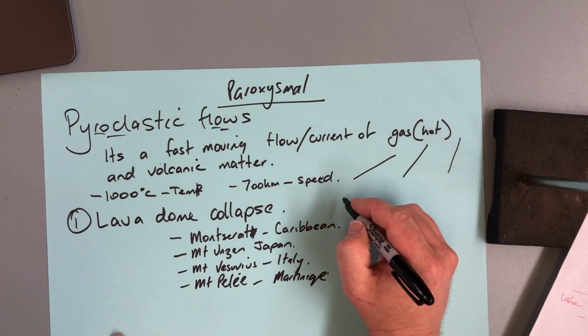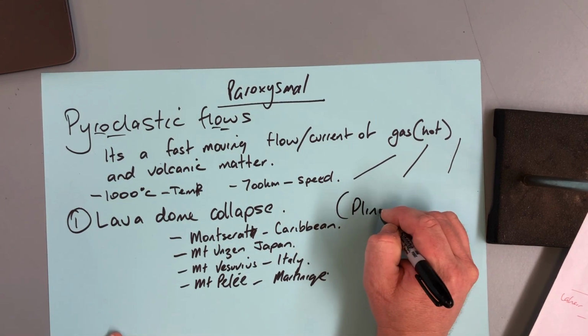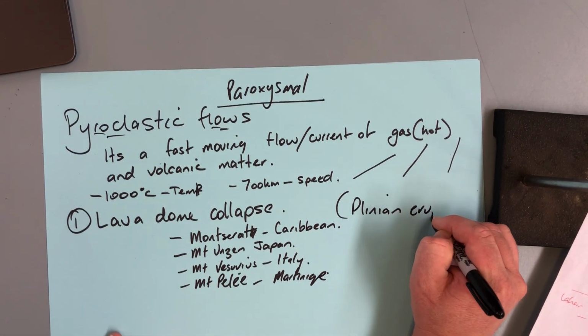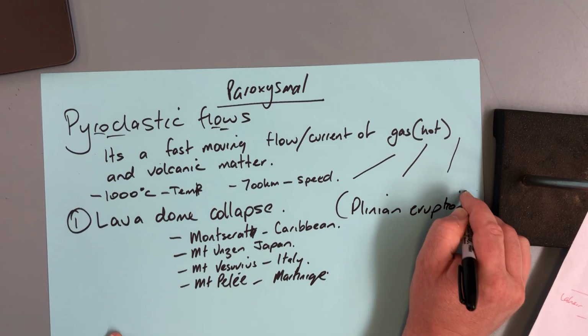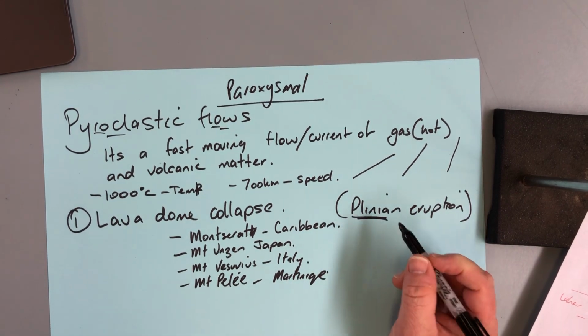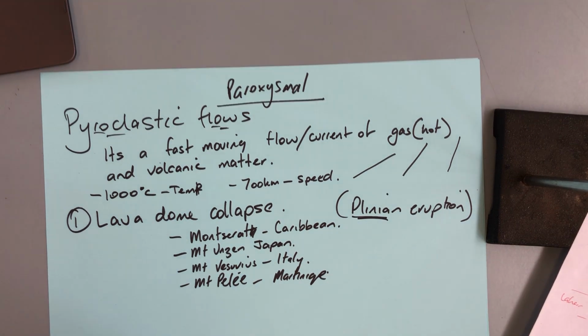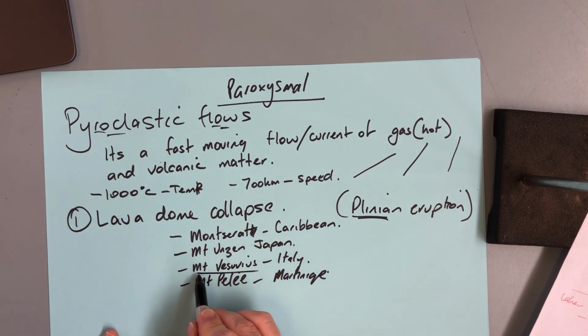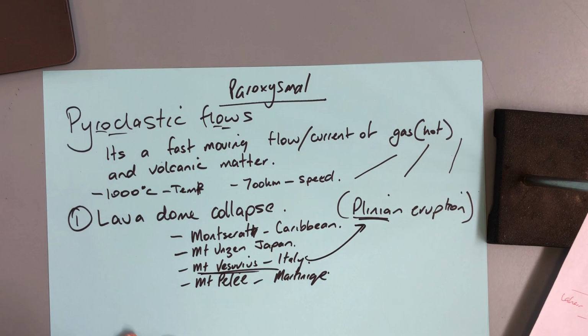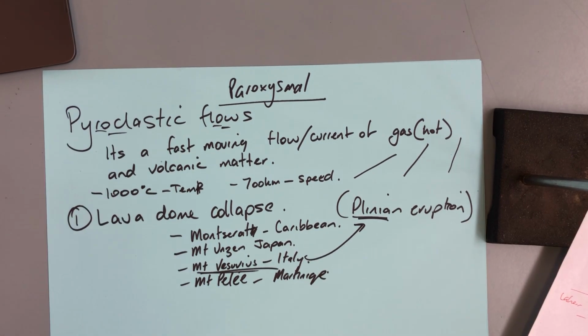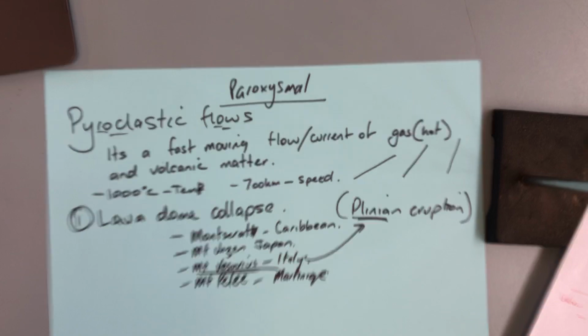It's also been called a Plinian eruption. That comes from Pliny, a Roman writer who was sitting across the Bay of Naples in his house, watching Mount Vesuvius erupt, and he described the whole thing. So they've named it after him.